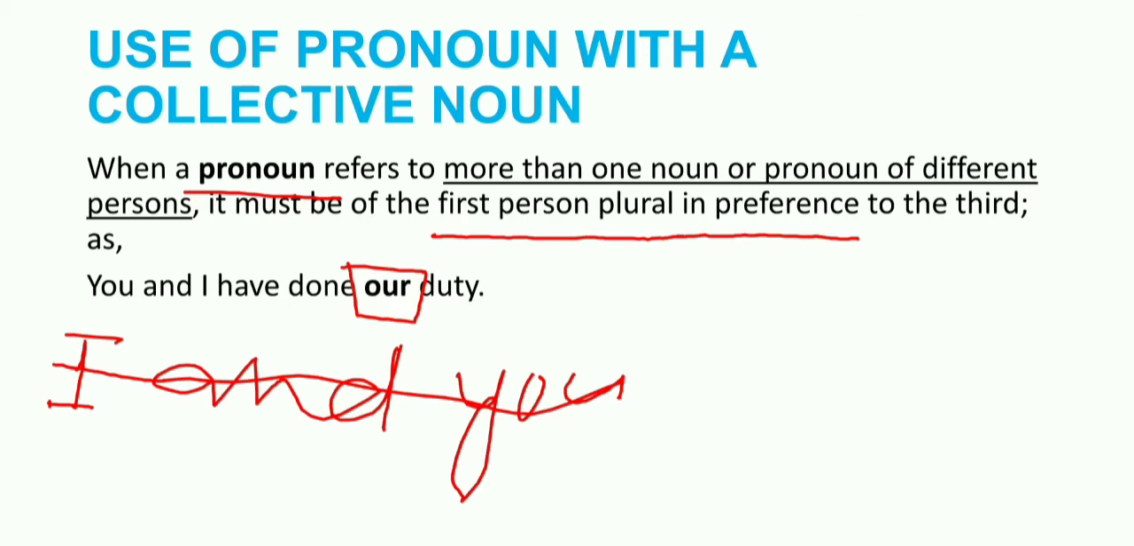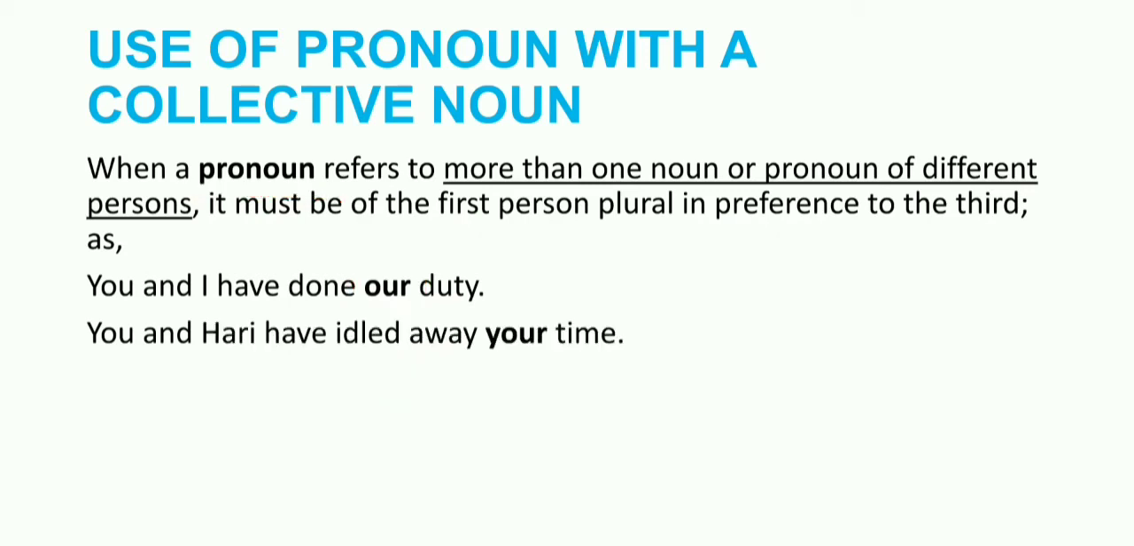Okay, look at the next example: you and Harry have idled away your time. Now here Harry is the third person and we are speaking of that person. So why did your come here in plural number, including Harry and you? So in that case, second person plural in preference. Okay, this is the statement. Keep in mind the use of the correct pronouns.